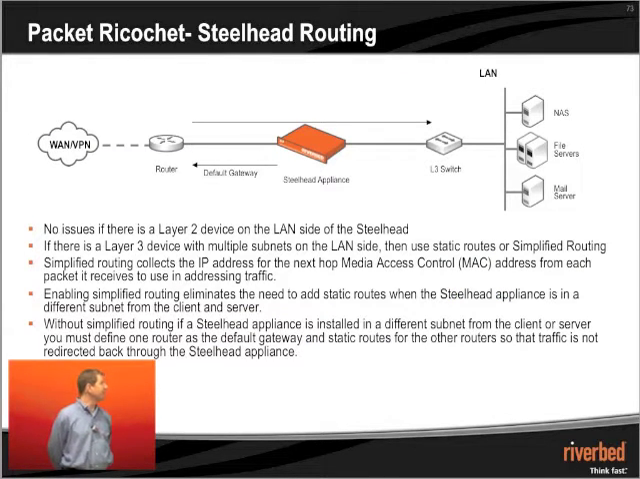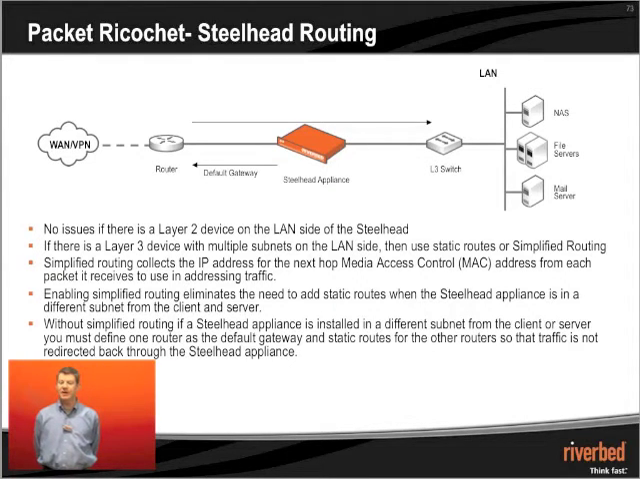Next, let's talk about the problem of packet ricochet. Packet ricochet occurs when you have a layer 3 network on the LAN side of the steelhead. Imagine packets are coming from the network, they're passing through the router, headed towards the steelhead. The steelhead grabs that packet and then needs to de-optimize it and send it to the destination device. Let's say, for example, the mail server.